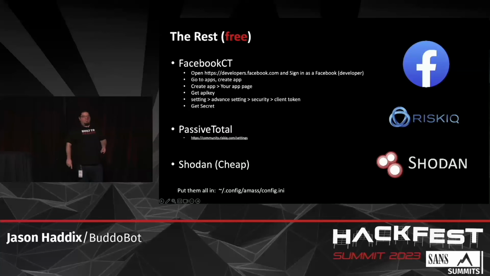But you can also grab Facebook API keys. You can grab PassiveTotal from RiskIQ and Shodan as well. And you can put them all in your Amass config file or your Subfinder config file, and this will drastically increase your reconnaissance capability.